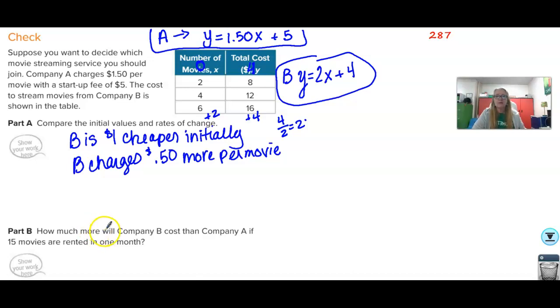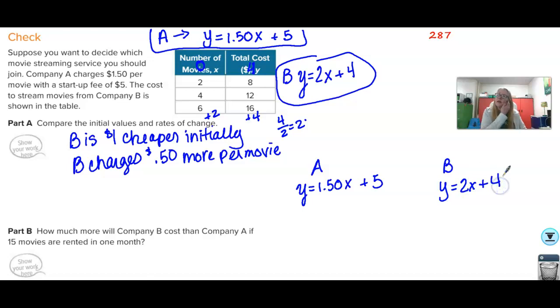How much more will Company B cost than Company A if you rent 15 movies? Well, here's Company A's equation, y equals 1.50x plus 5. And Company B's equation is y equals 2x plus 4. Now, you could maybe do this here if you wanted to extend this, but it's going to get tricky because they want to know 15 movies, and this is going up by 2. Really, this is the best way to do it. If you rent 15 movies, that means x would be 15.